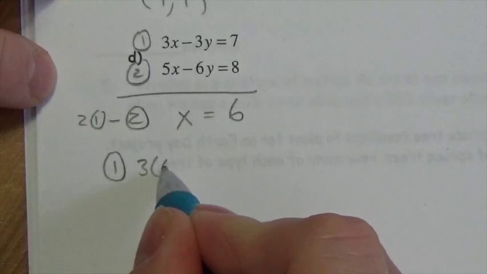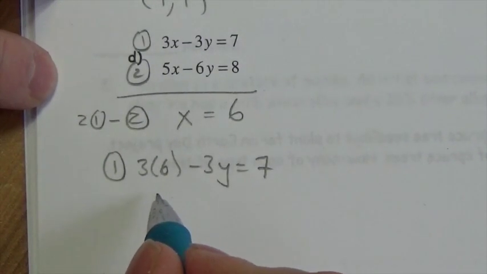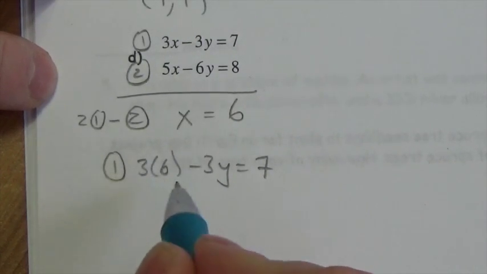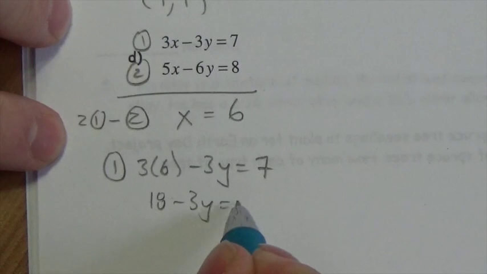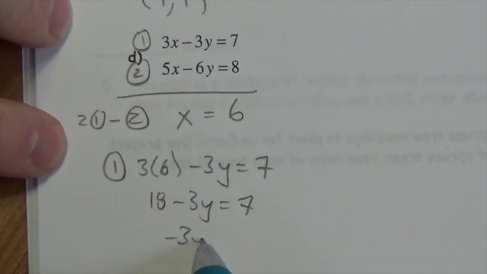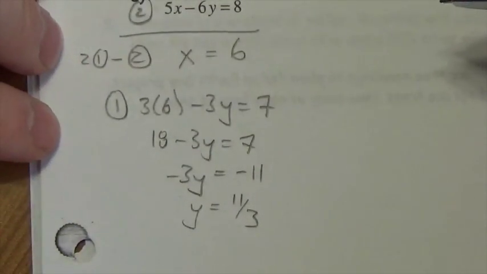So 3 times 6 minus 3 times y is equal to 7. What's that going to be? 18. So I'll write that out. 18 minus 3y is equal to 7. So I'm going to subtract that 18 from both sides. So 7 minus 18 is going to be negative 11. So y is going to equal positive 11 thirds. Now that's an awkward number here. Kind of a weird number.